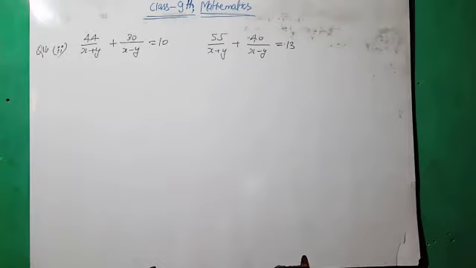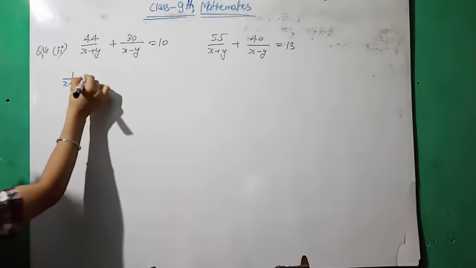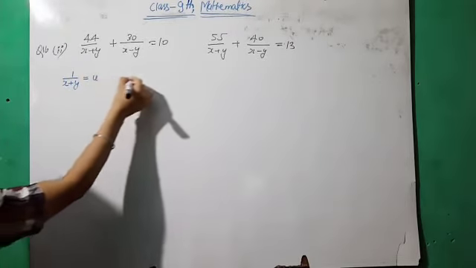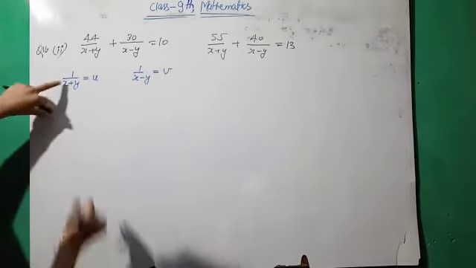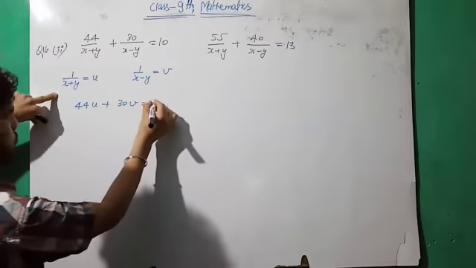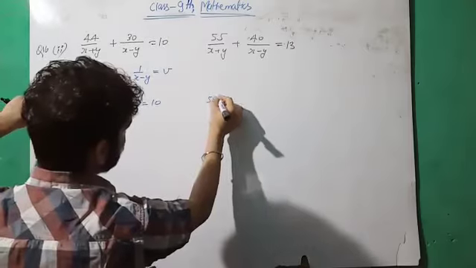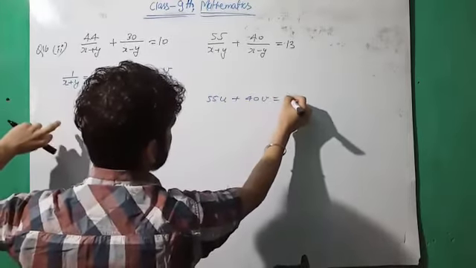I think now you are familiar with this type of equation. How can we find the solution of this type of simultaneous equation? Here we have 1 upon x plus y, and we have to find the value of 1 upon x. Replace 1 upon x plus y with u and 1 upon x minus y with v. Now the equations become 44u plus 30v equal to 10, and the second one is 55u plus 40v equal to 30.